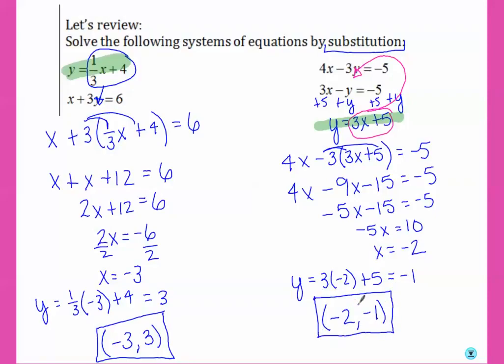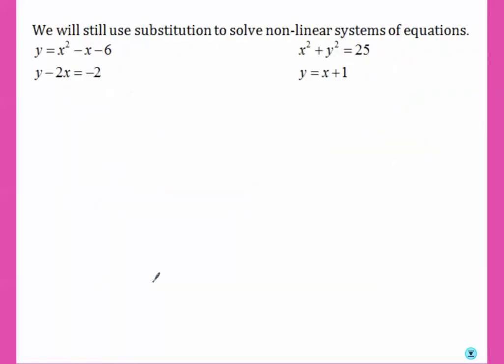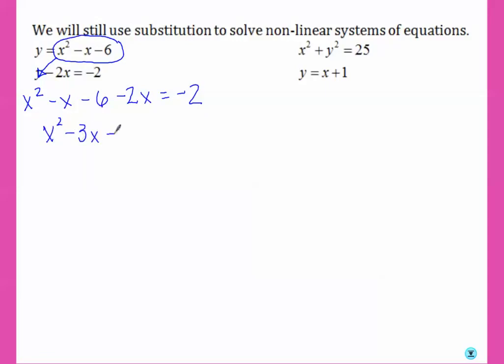Now, remember from last class and looking at the pictures, we could have anywhere from 0 to 4 solutions for our systems that involve quadratics. So, in our first example, we know that y equals x squared minus x minus 6. So we're going to take that and plug it in for y. So x squared minus x minus 6 minus 2x equals -2. So we're going to combine our like terms. X squared minus 3x minus 6 equals -2.